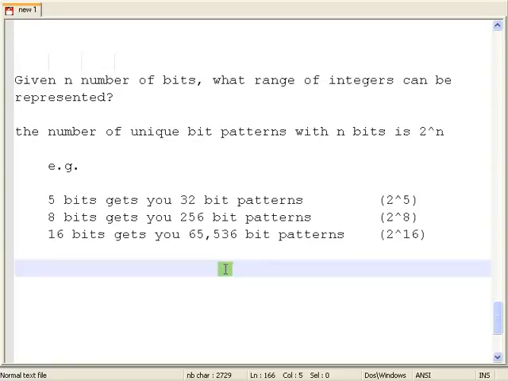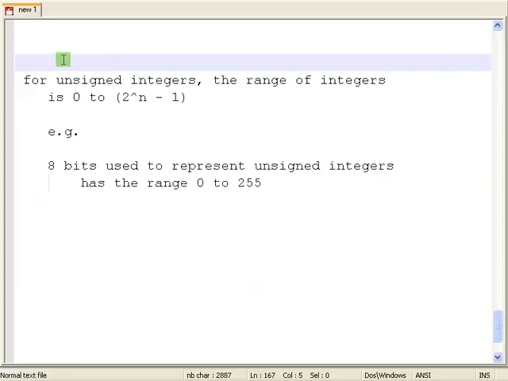So, for example, because 2 to the 5th is 32, 5 bits gets you 32 bit patterns, and then 2 to the 8th is 256, so 8 bits gets you 256 bit patterns, and 2 to the 16th is 65,536, and so on. What this means for unsigned integers is that the range of integers is 0 to 2 to the nth minus 1. The reason is because we are using one of those bit patterns to represent 0, therefore rather than having, say, 256 if you use 8 bits, the highest value representable is 255.